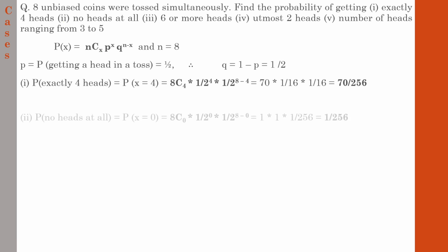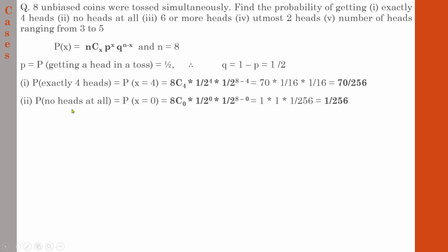Second one. No heads at all. No heads means, here X, we are dealing with the occurrence of head. So no head means what is the value of X? It will be 0. So X is 0. That is why it is written like that.